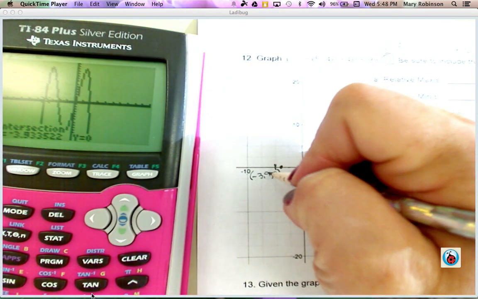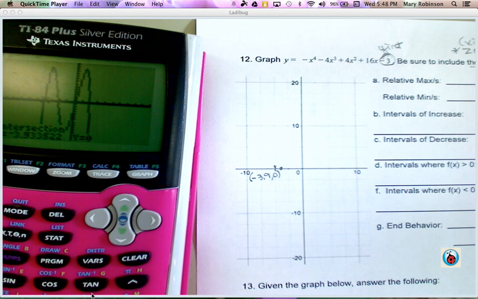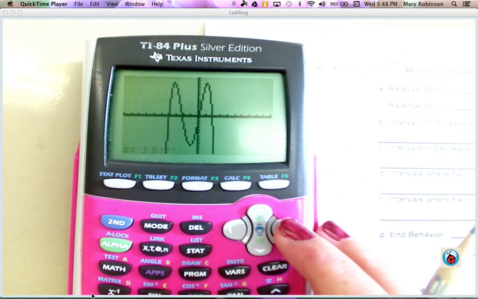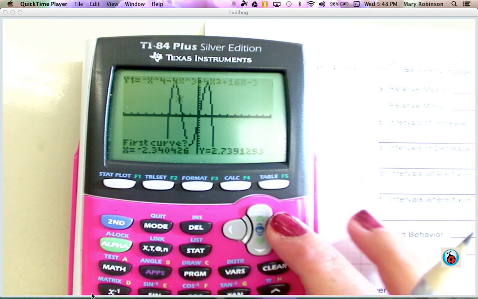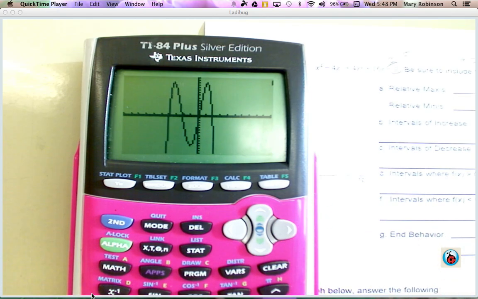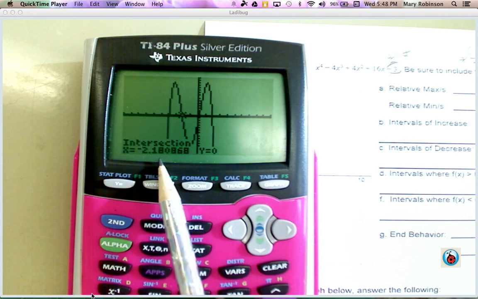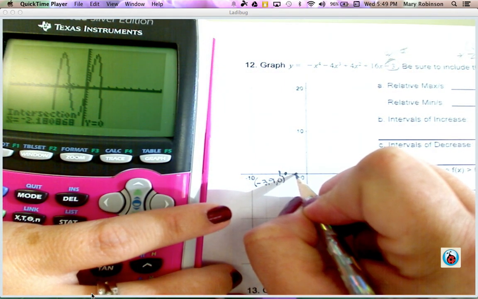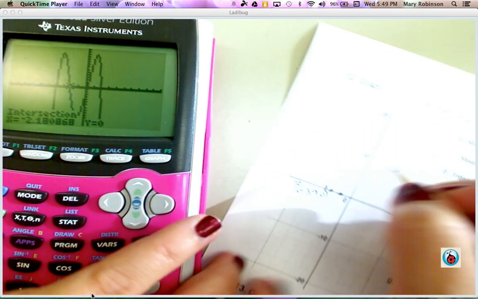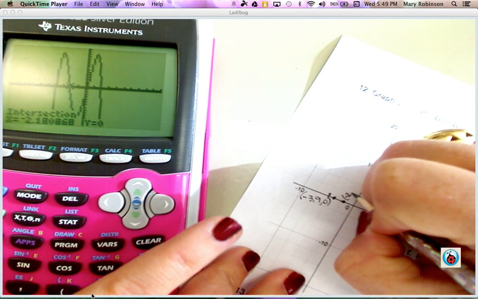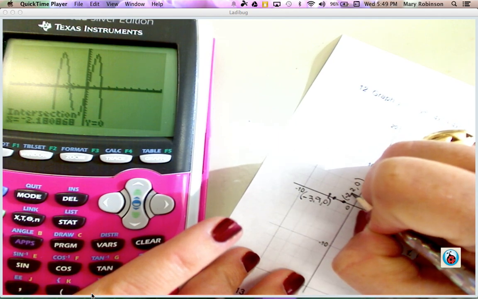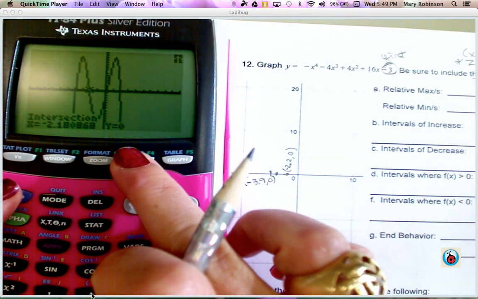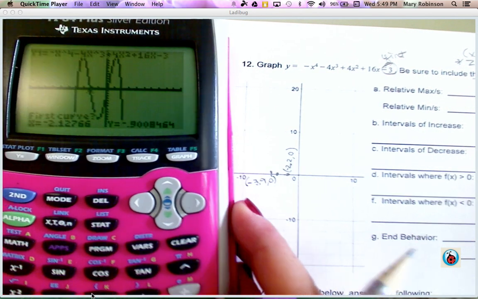I am going to be looking for all 8 of the ordered pairs. So the next intersection, let's find it, second trace 5, and let's move our right arrow, enter, enter, enter, and we get negative 2.2. So negative 2.2 is going to be right about here. So I'm going to just come up here and put negative 2.2, 0 for my ordered pair.